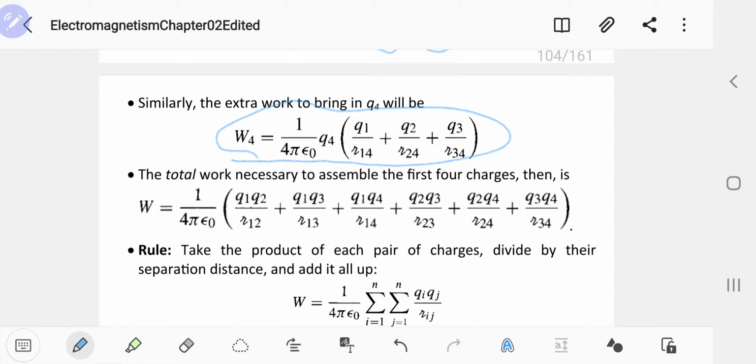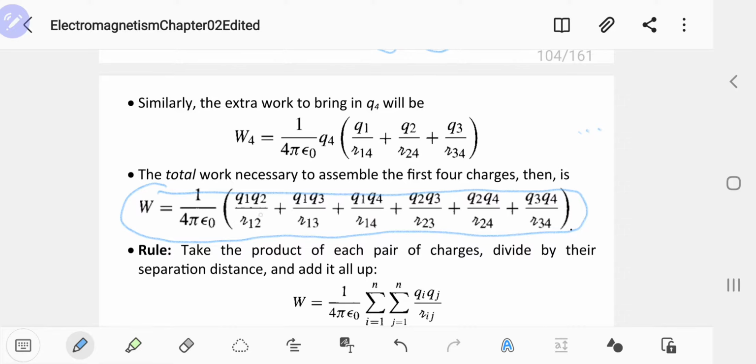But if you add all the works, the total work done on Q1, Q2, Q3, you just have to add W1 plus W2 plus W3 plus W4, and so on, if you have many more charges. So for the first four charges, your work will just be this expression. You just add them all.